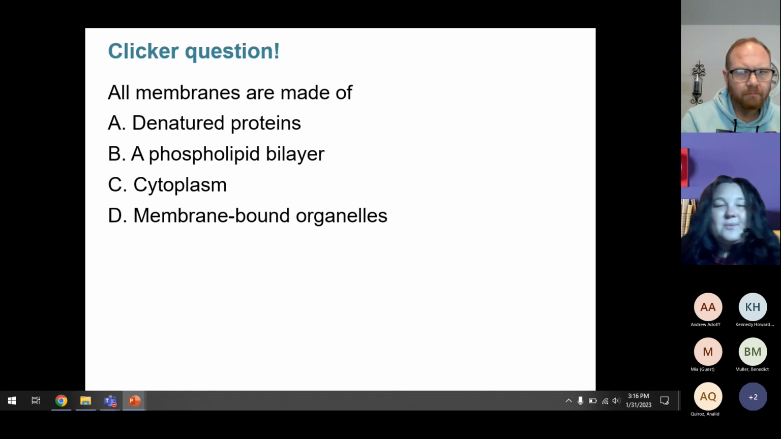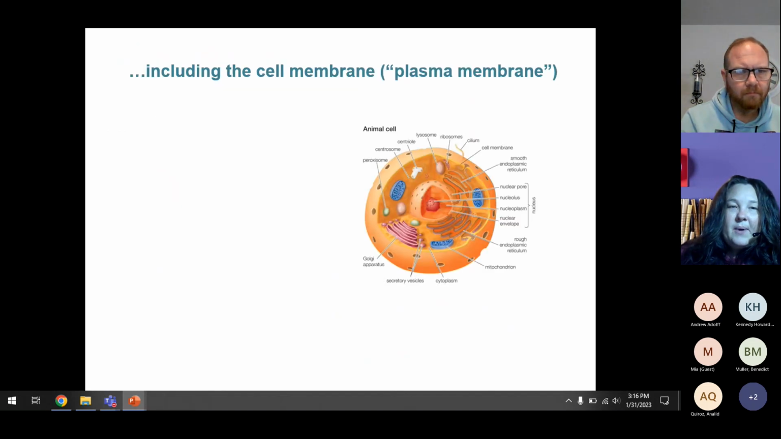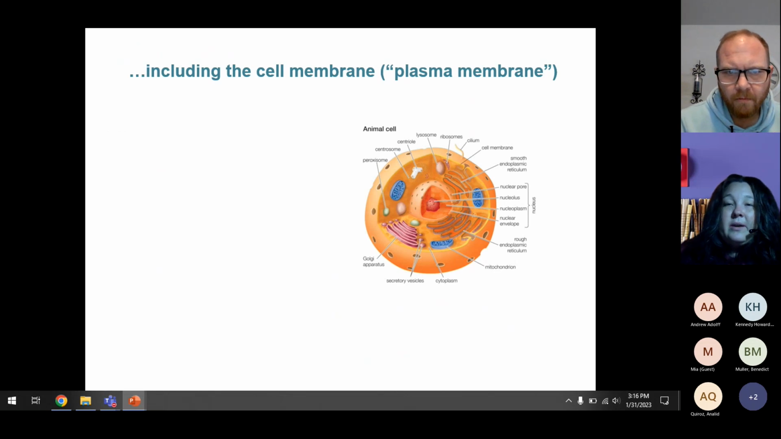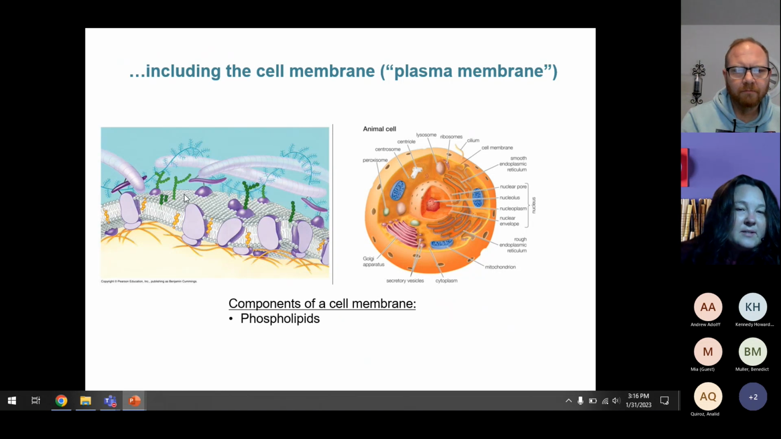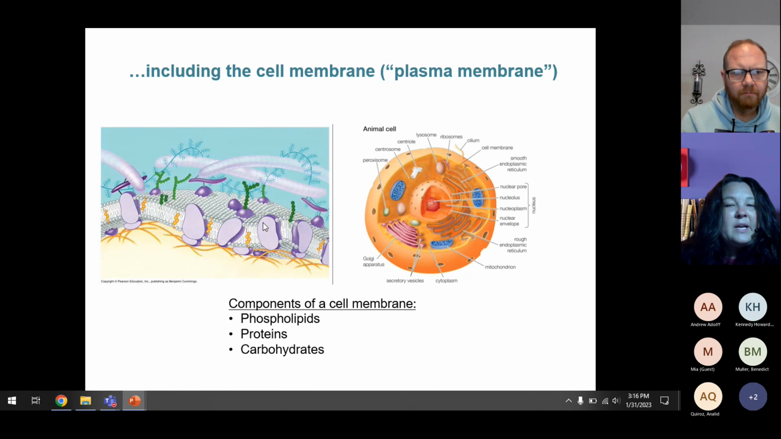Excellent. 86% chose the correct answer, which is B, a phospholipid bilayer, including the cell membrane, which is sometimes called the plasma membrane. Here I've got a picture of a cell membrane. We went over this a little bit in chapter 3. We've got phospholipids, as you can see here. We've got the little heads and the little tails making the phospholipid bilayer. The cell membrane also has proteins stuck in it. That's these purple blobs. We have carbohydrates, which are these green tails coming out. And we have cholesterol, which are the yellow molecules that are sticking between the phospholipids right there.